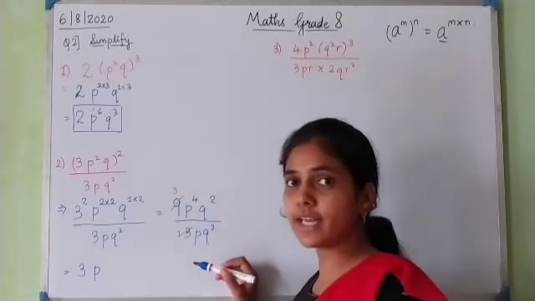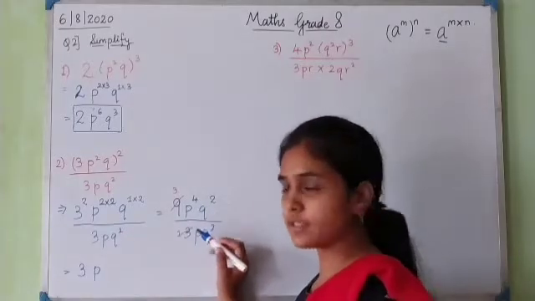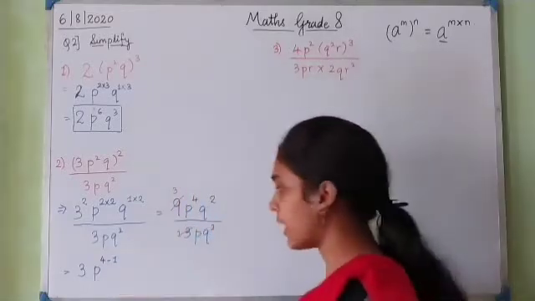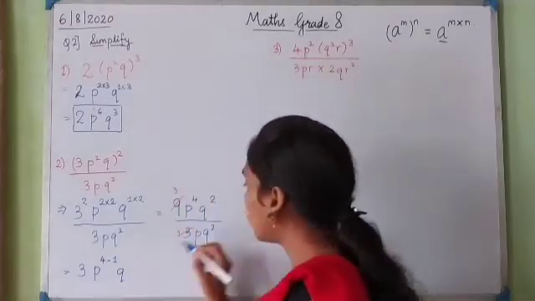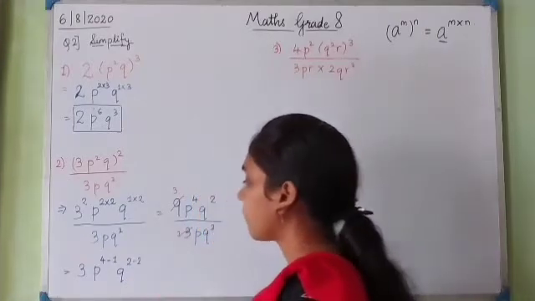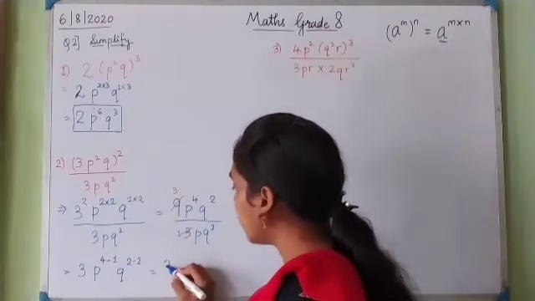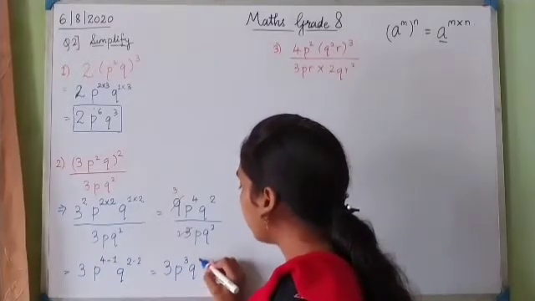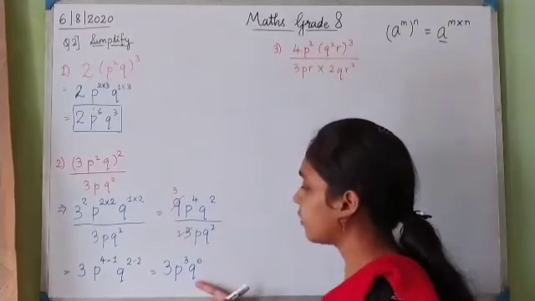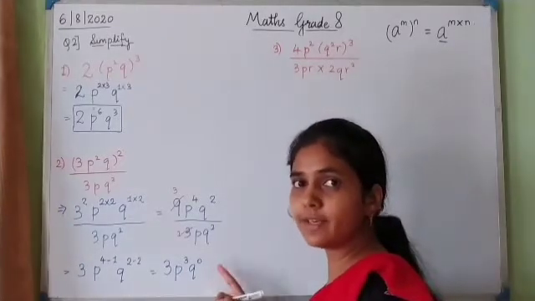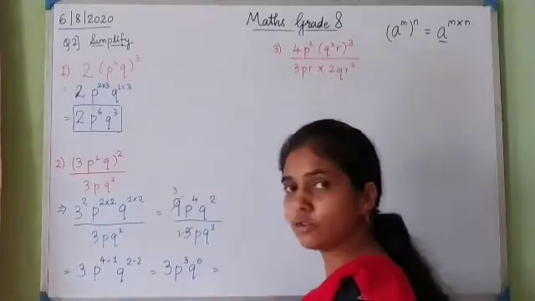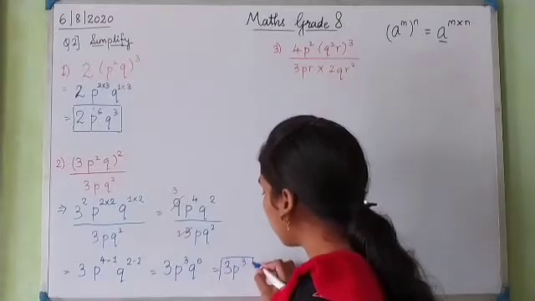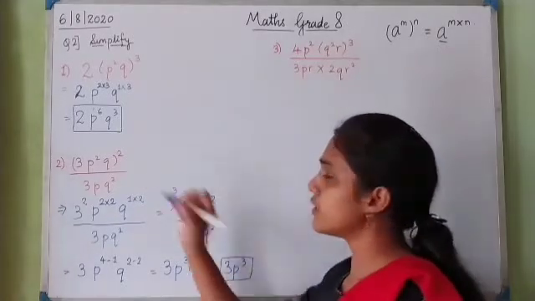So according to the second law of indices, what we do? We subtract their powers, right? So it will be 4 minus 1, p raised to 4 minus 1. Similarly for q, it will be 2 minus 2. Okay, so this will be now 3p raised to 4 minus 1, which is 3, and q raised to 2 minus 2, which is 0. Now this q raised to 0, any number raised to 0 will be 1. So this will be equal to 1, so no need of writing this. So we write only 3p cube. So this is the simplified answer for this given question.